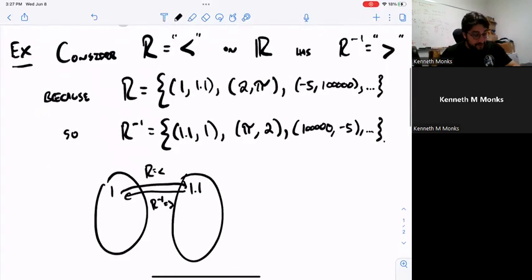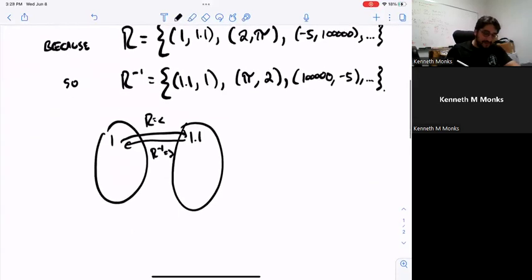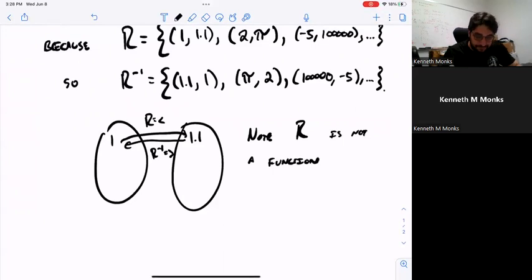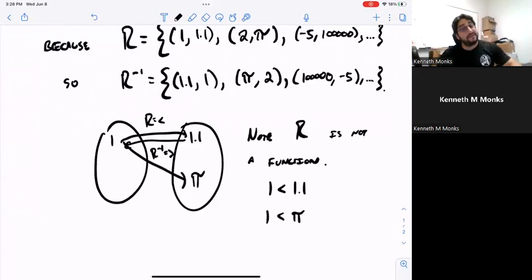Now, these relations in this example are not functions. So here I have a relation and I define the perfectly good inverse relation, but note that this R is not a function. Why is it not a function? Well, because say 1 is related to 1.1, but 1 is also related to pi. So you have the same input going to two different outputs. So it's not a function. It's a perfectly good relation, but it's not a function.